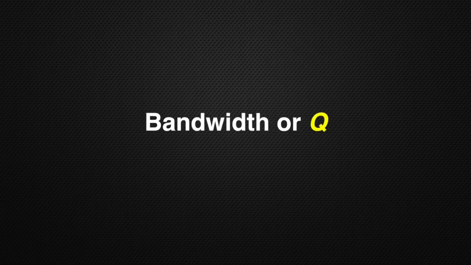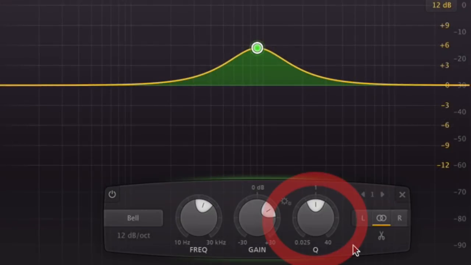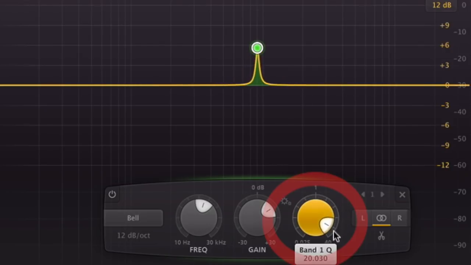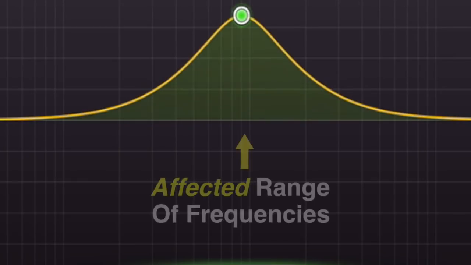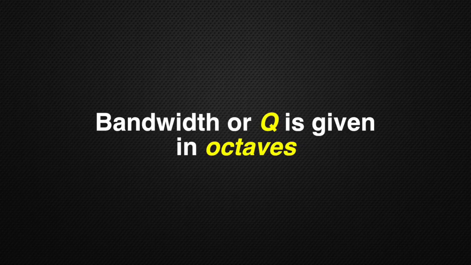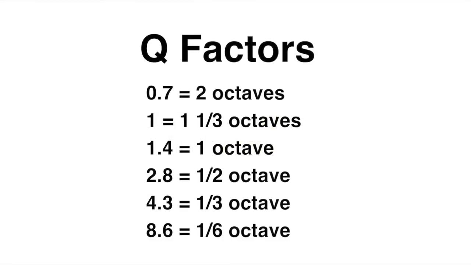Next is the bandwidth or Q. The bandwidth or Q sets the width of the band of frequencies that will be boosted or reduced by the EQ. In other words, it affects the amount of frequencies around the center frequency that you have chosen with the frequency selector or cutoff filter, which will have a similar amount of boost or reduction. The width of the band is given in octaves. Here is a partial list of Q factors paired with their approximate width in octaves.